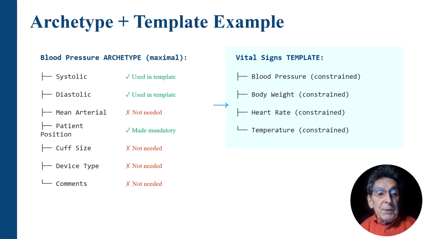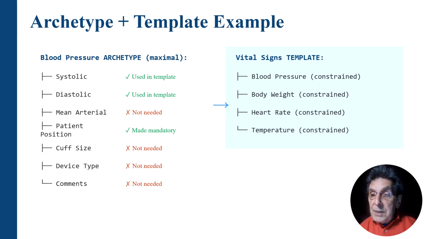So here's an example of the archetype and template combined. Let's make this concrete with a visual example. Let's consider again that blood pressure archetype with all its maximal data elements, including systolic, diastolic, mean arterial, patient position, cuff size, device type. Now we create a vital signs template for routine nursing assessment, and we make choices of which sub-items to employ.